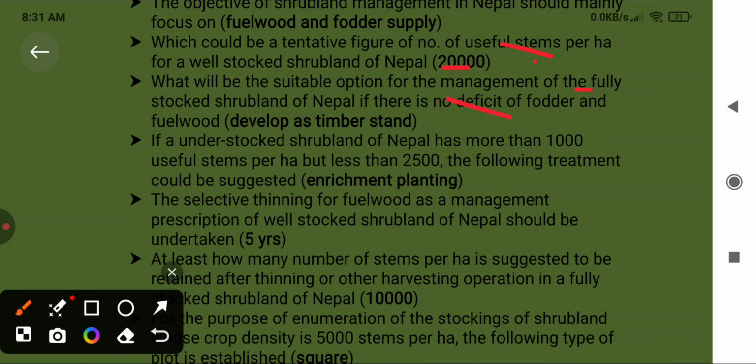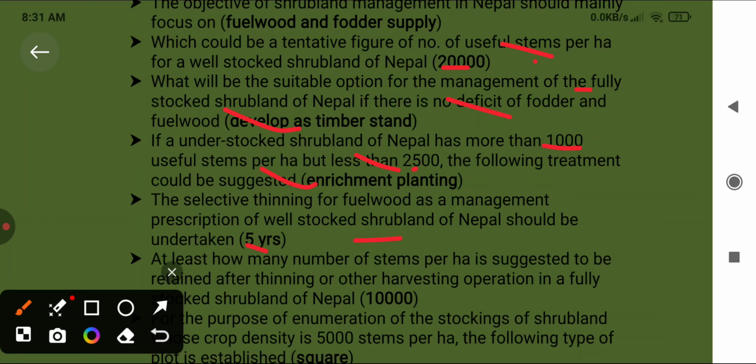If an understocked shrubland of Nepal has more than 100,000 useful stems per hectare but less than 2500, the following treatment could be suggested: enrichment planting. Selective thinning for fuelwood as a management prescription of fully stocked shrubland of Nepal should be undertaken every 5 years.